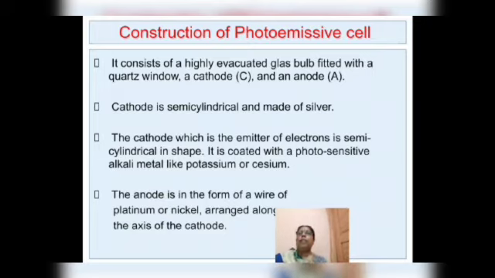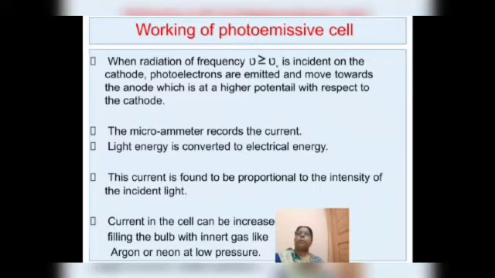The cathode is semi-cylindrical and made of silver. The cathode is the emitter of electrons. It is semi-cylindrical in shape. It is coated with a photosensitive alkali metal like potassium. And the anode is in the form of a wire of platinum or nickel arranged along the axis of the cathode.